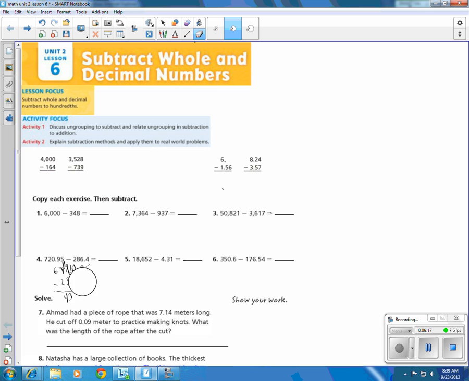Okay, we'll do one more example problem here, and then I'll pause and have you guys work out number 3 and number 6. Okay, we have 18,652.